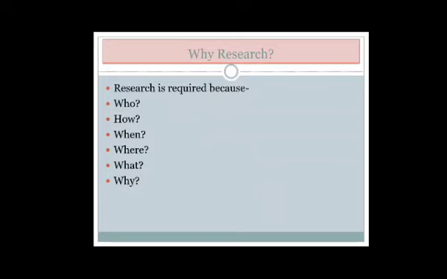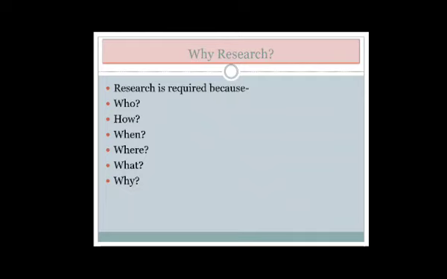Next important thing is to know why a researcher conducts research. Research is required because every human being desires to know some important thing about any phenomenon that is around him. So that's why a researcher conducts research. Every researcher should keep this in mind.